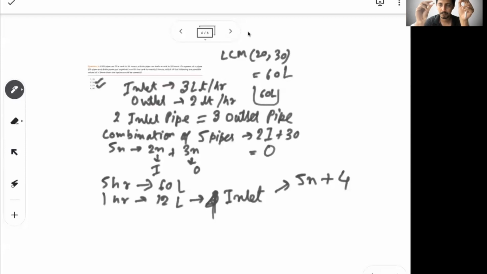So it's always in a 2:3 format. If there are 3 outlet, I should have 2 inlet. So I have a combination of 5 inlet and outlet pipes, and they will nullify each other. Then I give 4 completely dedicated inlet pipes to fill the tank in 5 hours. And that's how we do it. A very good problem. I hope you learned some of the thinking process, how you should go about it. And that's how we solve some of these problems.